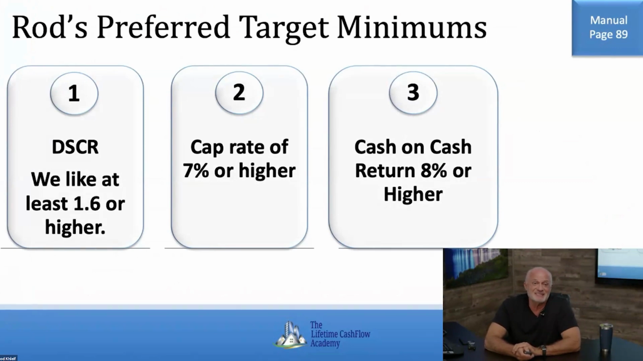So there's my minimums. Now, debt service, I like to get to 1.6. I like to see a cap rate ideally in the 7% range. Cash on cash 8 to 10%. I think I said 9 to 10, but 8 to 10 is fine.